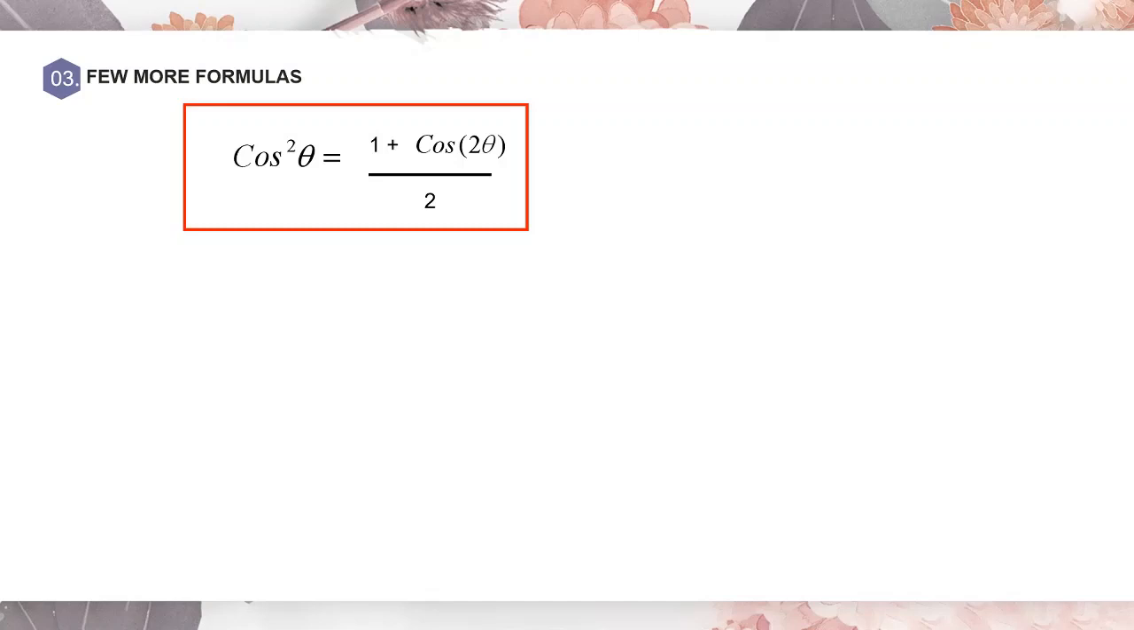Now from this formula we will go and derive a few more formulas. As per our title for today, we will derive a few more formulas.